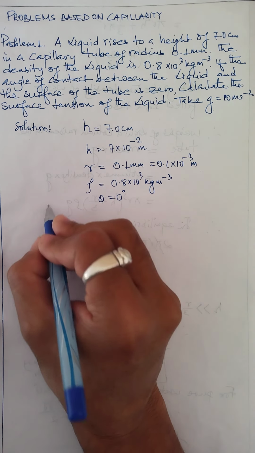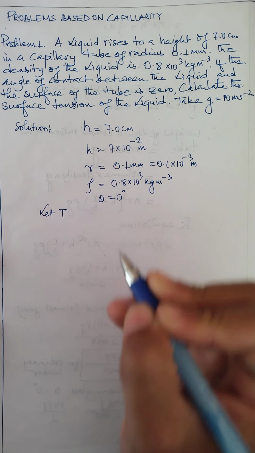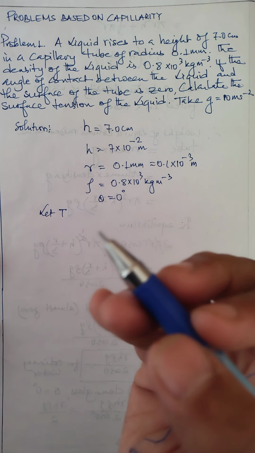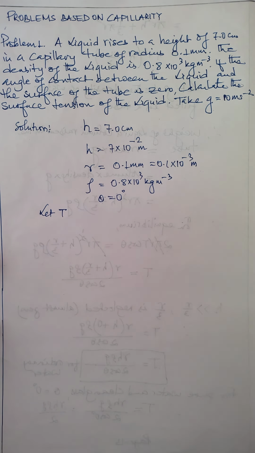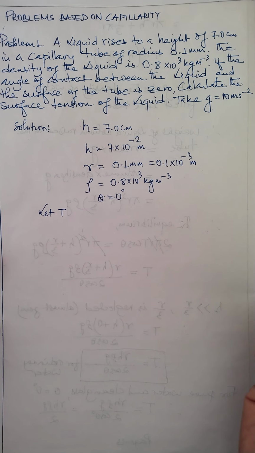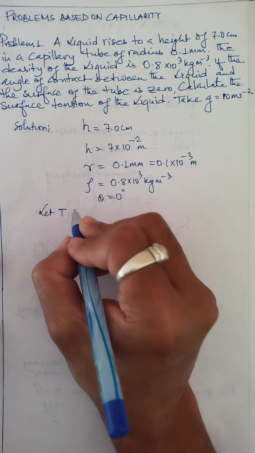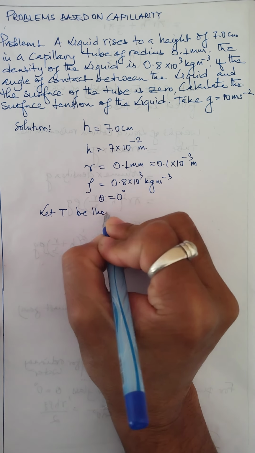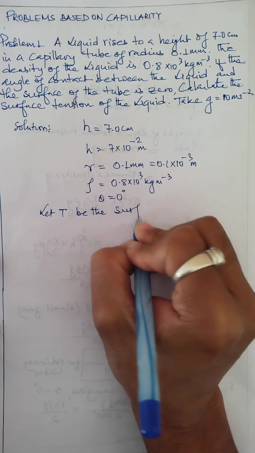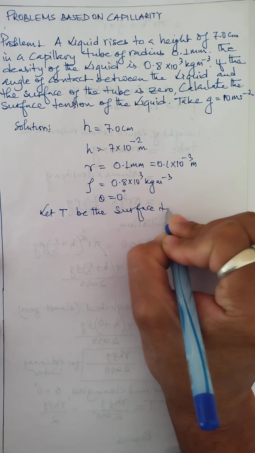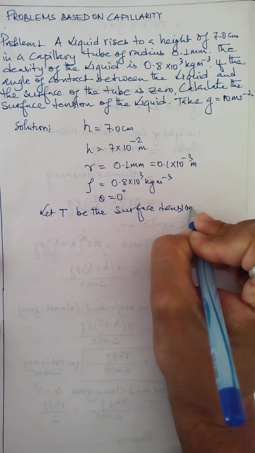The surface tension is marked by the letter T. So I am marking surface tension by capital T. But for information, surface tension can even be symbolized by the capital letter S. So I am representing it by capital T. So capital T is the surface tension of the liquid.